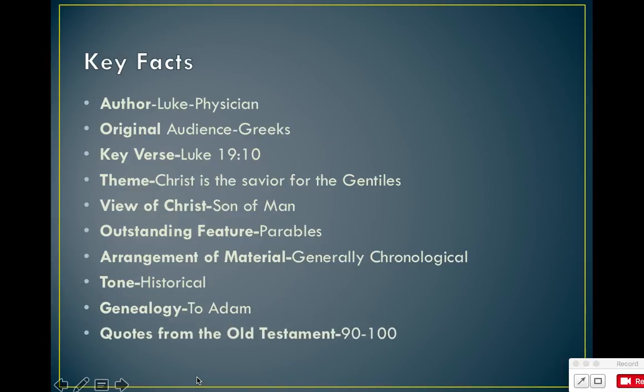And he has quotes from Jesus, somewhere between 90 and 100 references to Old Testament verses in the Gospel of Luke.